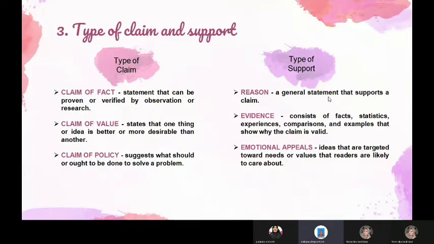A claim of value states that one thing or idea is better or more desirable than another. The third type is claim of policy.